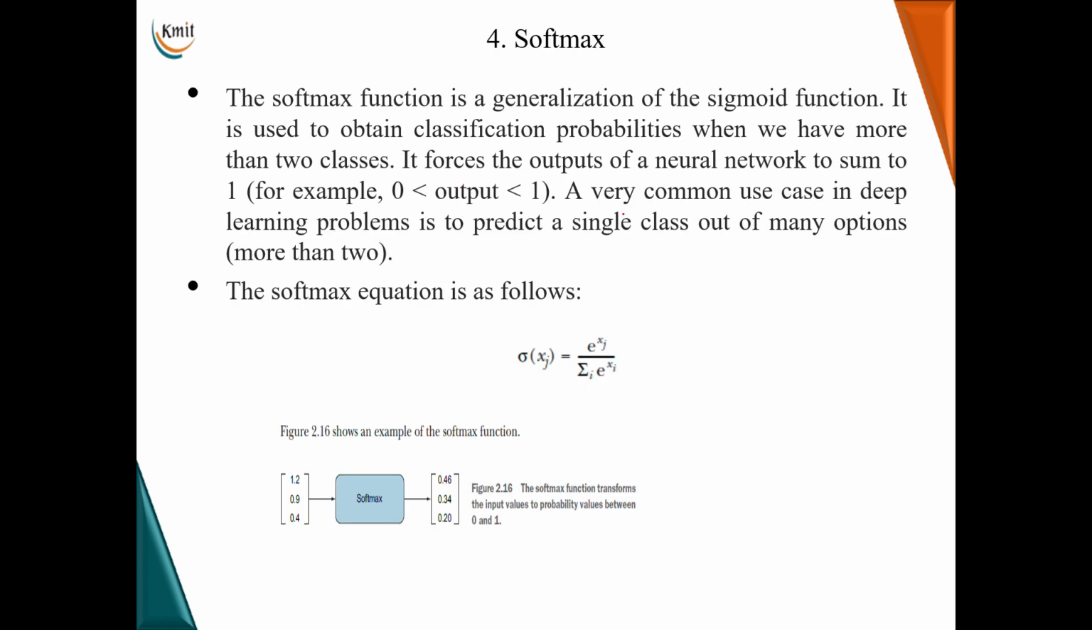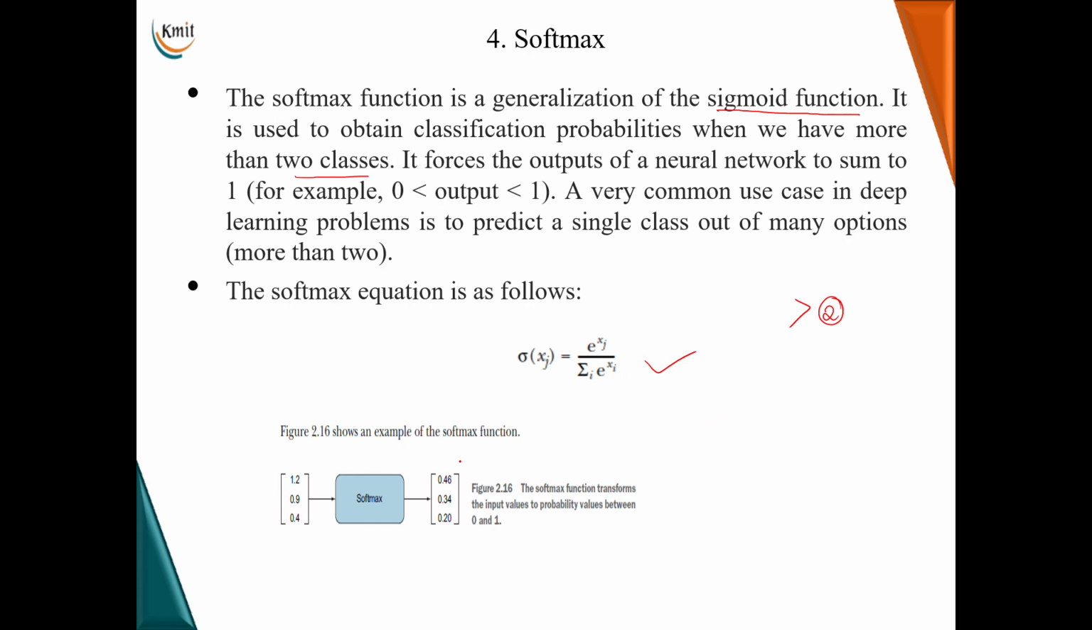Fourth type is softmax. Softmax function is a generalization of sigmoid function. It is used to obtain classification probabilities when we have more than two classes. Sigmoid function will find the probabilities when we have two classes, and if I have more than two classes, then I make use of softmax activation function. This is the equation: e power xj by summation of e power xi.